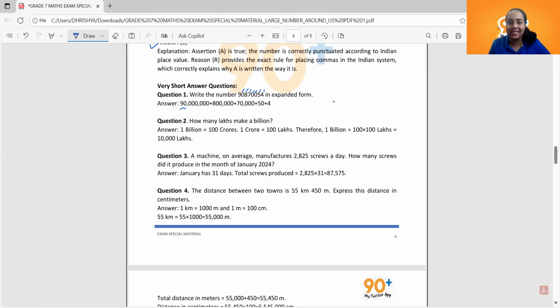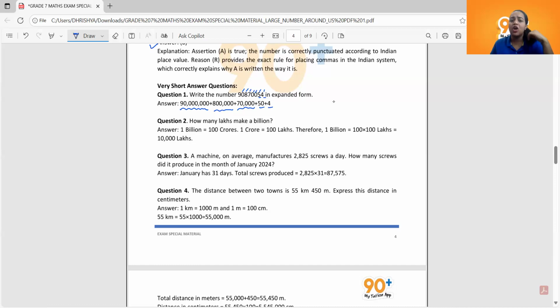So we'll write 90 million first. Then what do we have? The rest: 800,000, right? We have 800,000. Then we have 70,000. Then we have 50. Then we have 4. That is how you expand. There are zeros there. Zeros do not have any value, so you don't write them. That's how you do it.